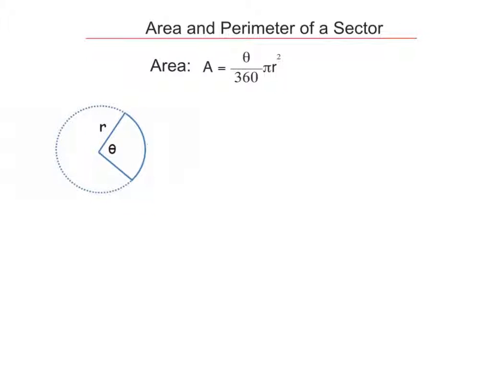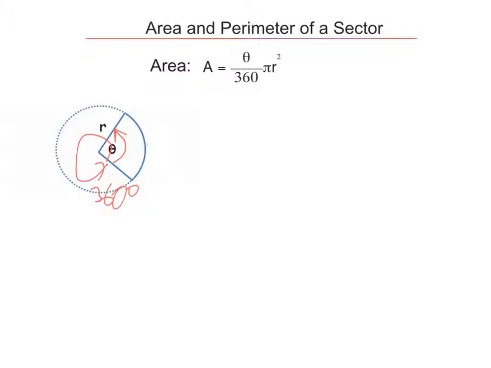The sector is a part of a circle, and if you look at the diagram you can see that it looks like it's a piece of cake that's been cut out of a larger whole cake. The part of the circle that we're interested in is measured by the angle theta. A whole circle is 360 degrees.